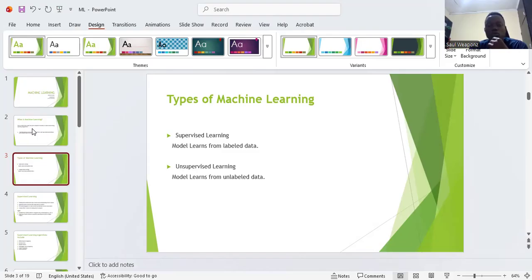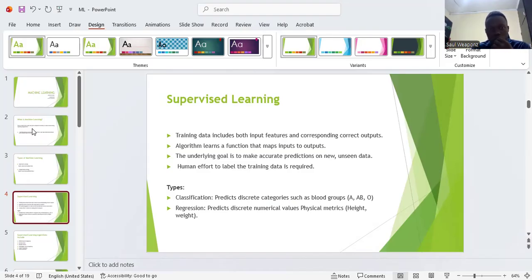Here we are going to look at the types of machine learning. We have two types: supervised learning and unsupervised learning. In supervised learning, the model learns from a labeled data set where the data is labeled by a human being. For example, we may be working with images of cats and dogs. These images are labeled as cats and dogs, and the models are able to learn from these labeled images. For unsupervised learning, the models are fed with the images without the labels.